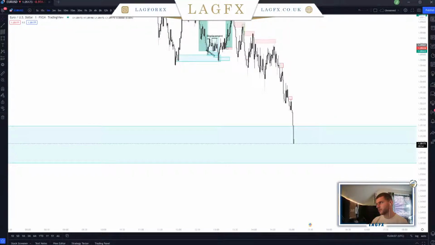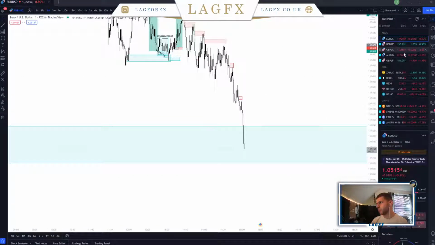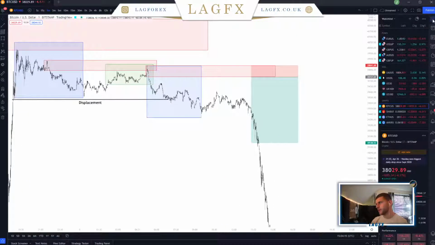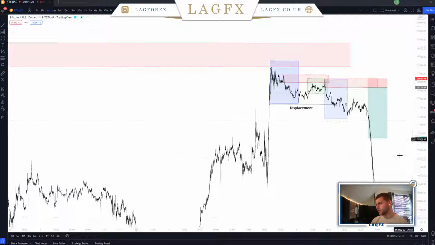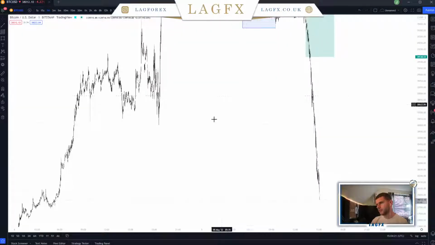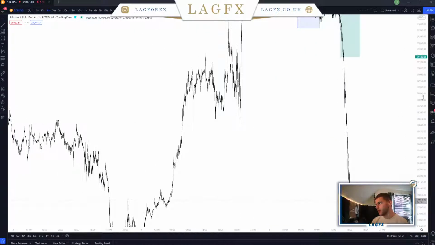Whilst we wait for this, I'm instead going to go over to a different market just to take a look. I believe I was looking at Bitcoin earlier. Yeah, we didn't get a tap on this, and price has literally just fallen down with high volume, displacing a higher time frame low as well.